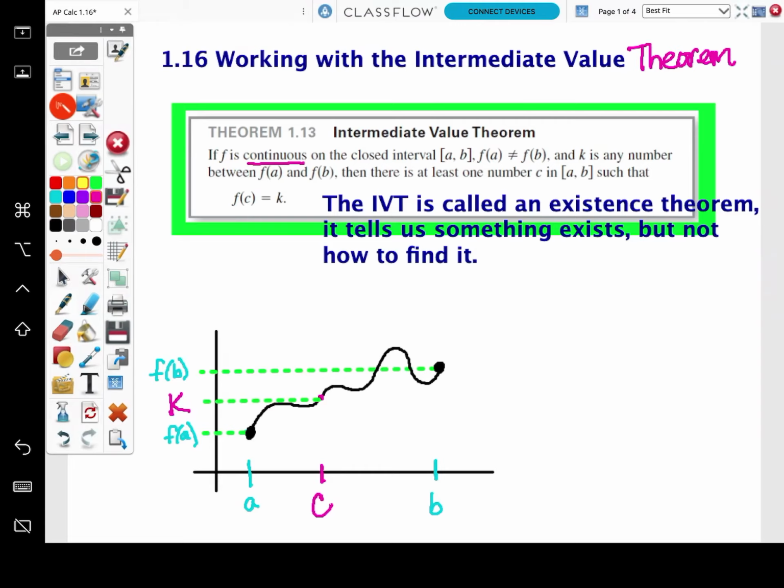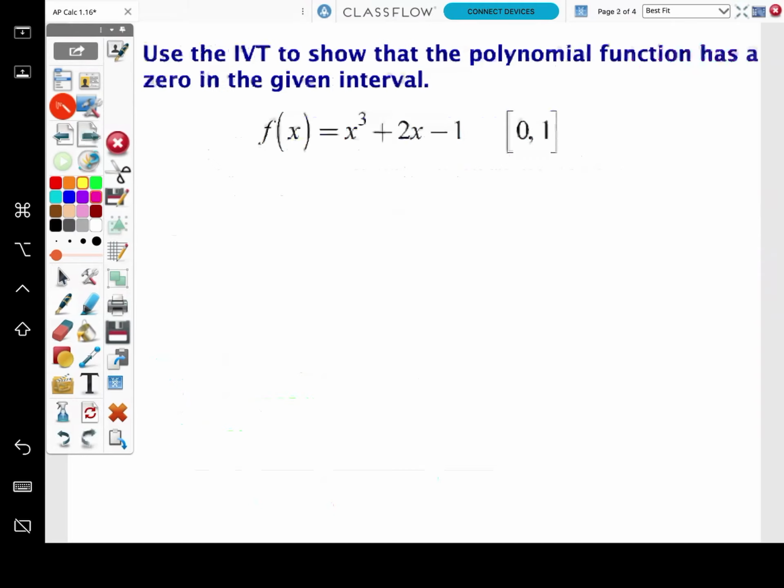All right, so this tells us that as long as we have a y value between f(a) and f(b), we could find an x value that corresponds to that y value. It is important that you notice this theorem, the IVT, is only an existence theorem. It doesn't actually tell you how to find something. It only guarantees the existence of something. So we would have to use algebraic methods to find that, which is what we'll be focusing on some of that today.